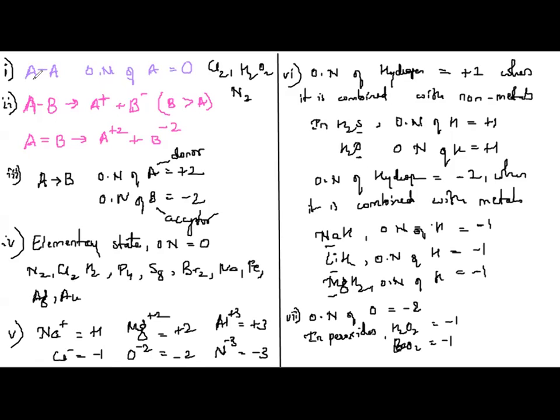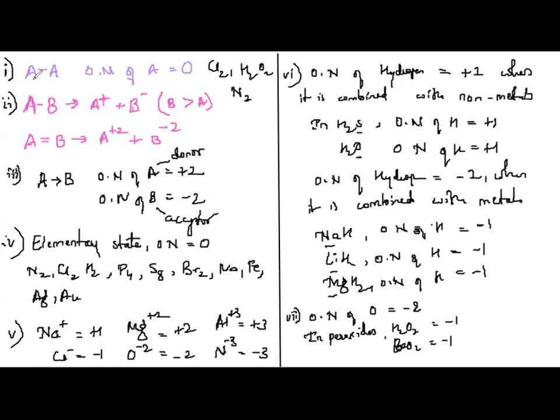For cations, the charge carried by the cation is its oxidation state. For example, Al3+ has an oxidation state of +3. Barium 2+, oxidation state is +2. For anions, the charge carried by the anion is its oxidation state. Sulfide S2-, so it is -2 only. Nitride is written as N3-, so it is a -3 oxidation state.